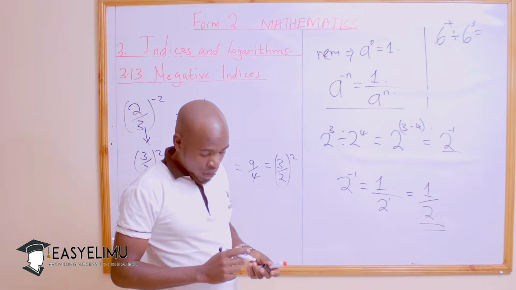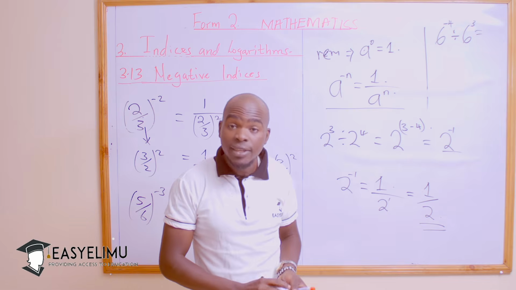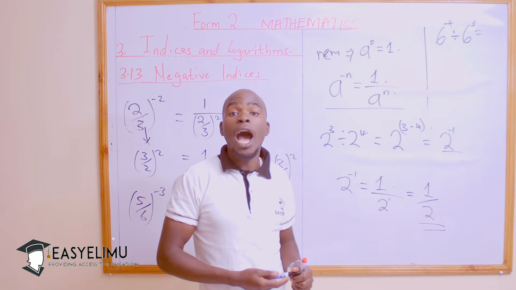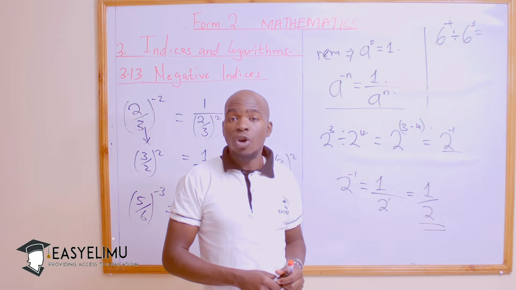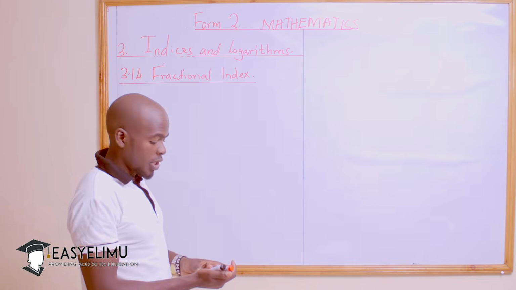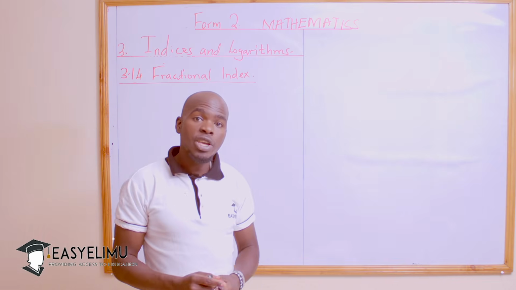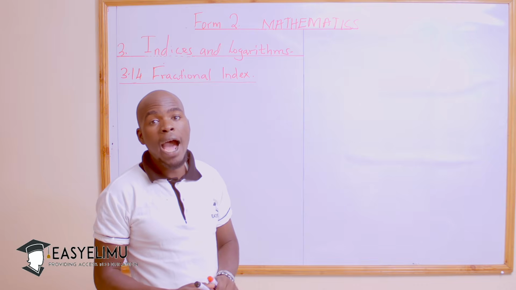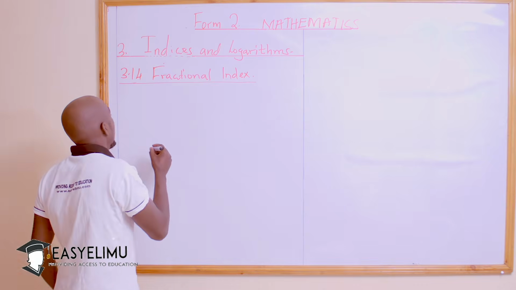Work out that. Next we are going to see another one, and that's the fractional index. We see how we can evaluate, or what we mean by fractional index. We shall find that fractional indices most of the time are written in the form of p over q.